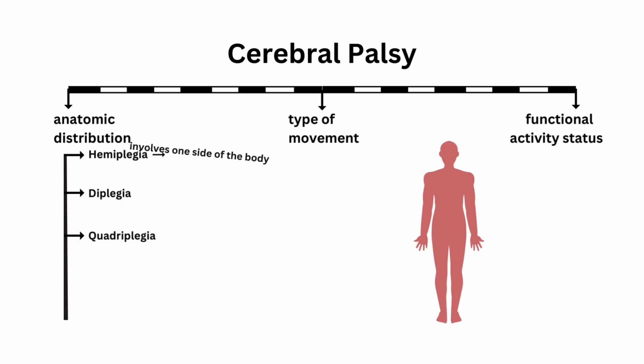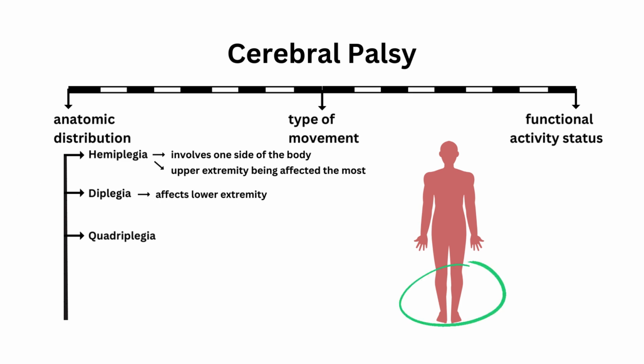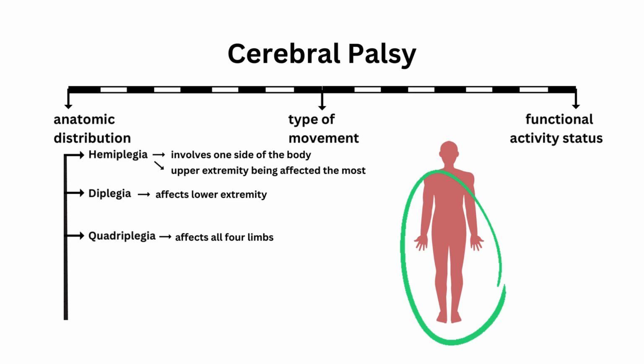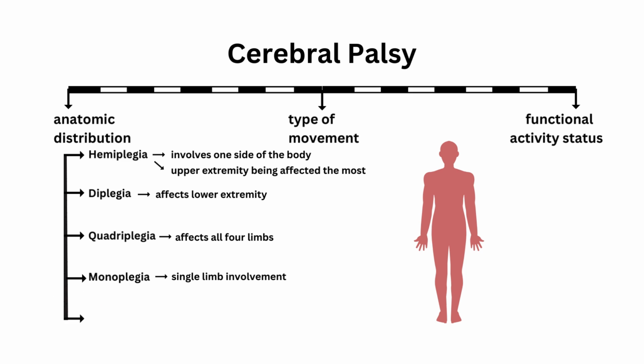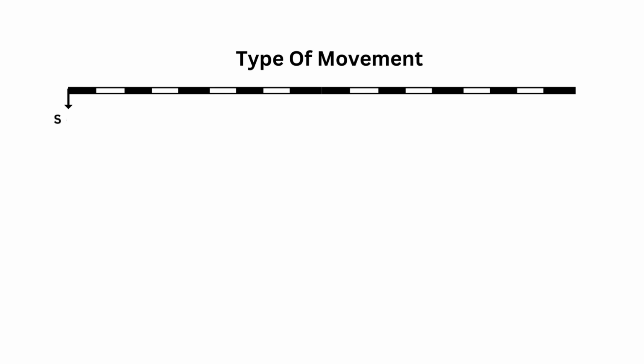Hemiplegia involves one side of the body, with the upper extremity being affected the most. Diplegia affects the lower extremity as compared to the upper extremity. Quadriplegia affects all four limbs, that is, axial and appendicular skeleton. Other forms include monoplegia, that is single limb involvement, and triplegia, which involves three limbs, usually both legs and one arm. CP can be spastic, dyskinetic, ataxic, hypotonic, and also occur in mixed form.